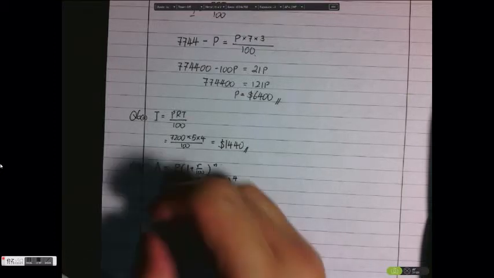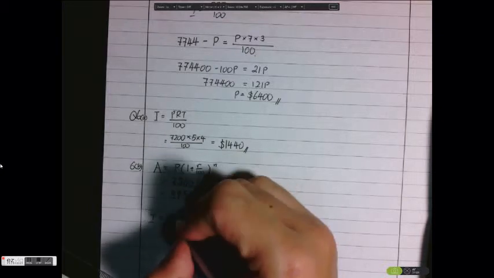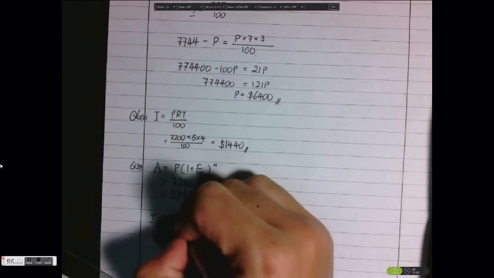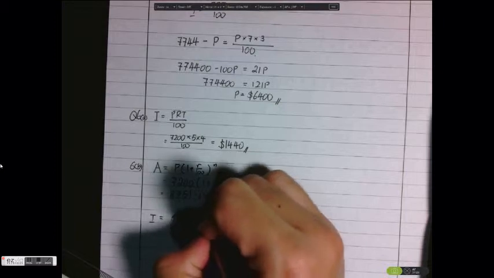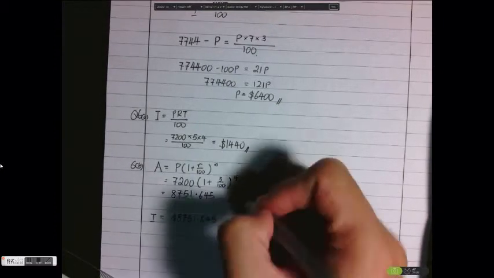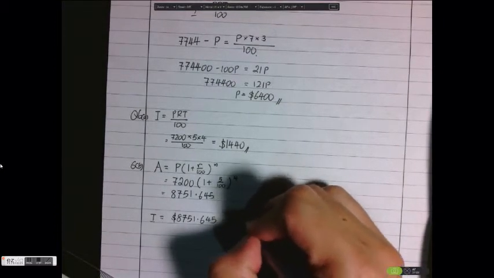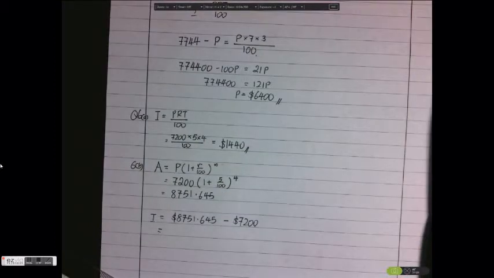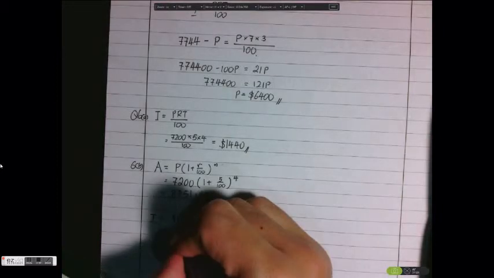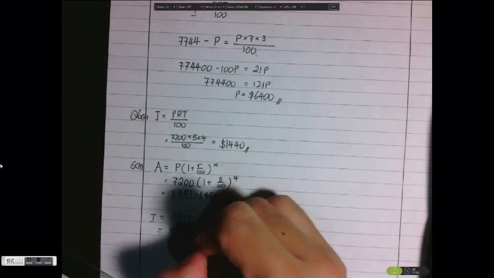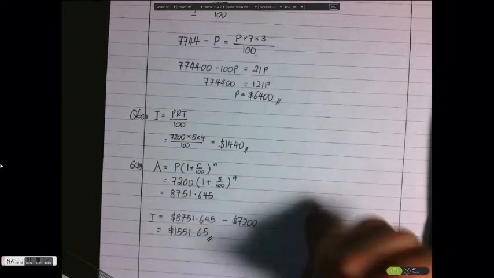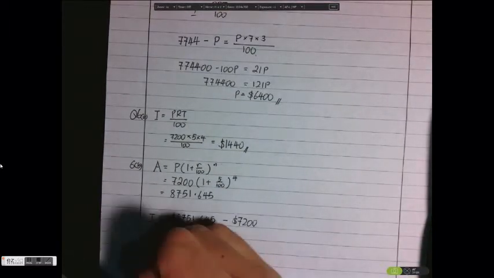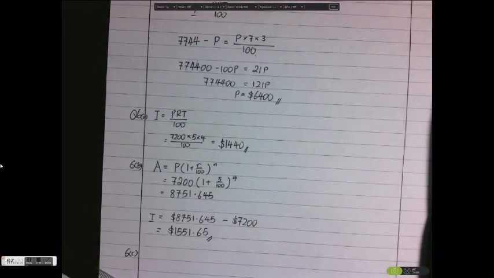So my interest is simply equal to my amount, 8751.645, minus my principal amount, which is 7,200, and my final answer should be rounded off correct to 2 decimal places. I get 1551.65. That is 6b. For 6c, they will ask you to find the difference.